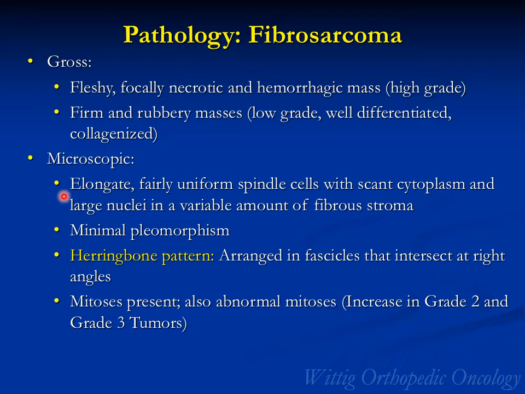Microscopically, you see elongated, fairly uniform spindle cells. They look like cigars with scant cytoplasm and large nuclei and a variable amount of fibrous stroma or fibrous matrix. There's minimal pleomorphism usually, particularly with grade 1 to grade 2 tumors. You see a herringbone pattern where the fibers are arranged in fascicles that intersect at right angles. Mitoses are present, also abnormal mitoses, and as you increase from a grade 2 to grade 3 tumor, the number of mitoses and abnormal mitoses increases, and that's partly how the tumor is graded.